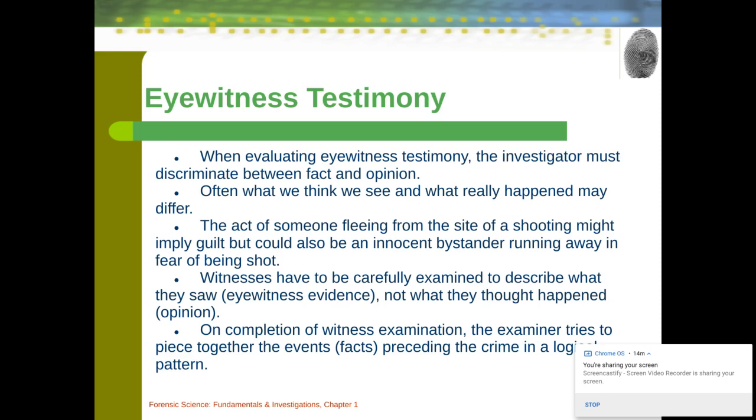So, on the completion of the examination, then you start putting the facts together to try to make a logical pattern of what happened and recreate the crime. If you have a lot of witnesses and you interview them separately and they all give different accounts of the color of the hair of the person, then you don't know what the color of the hair was. But if every single witness says, oh, they have brown hair, then maybe you can say, okay, that seems like a reasonable conclusion. That person has brown hair.